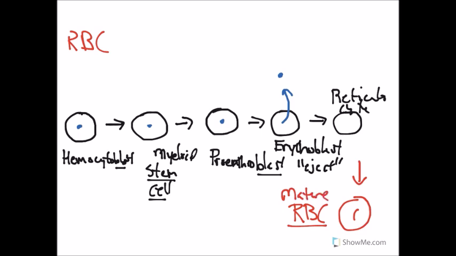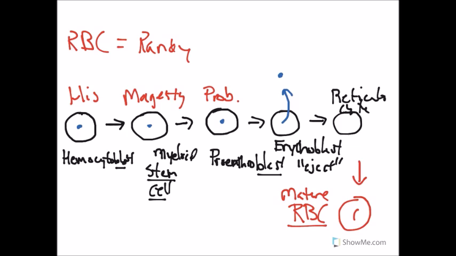So, in order to help you remember that, a little mnemonic I use, because these are RBCs, is RBC, Randy, His Majesty, probably eats rotten manure for a mature RBC. Randy, RBC, His Majesty, probably eats rotten manure. And we can use that silly little mnemonic to help us remember this particular thing.